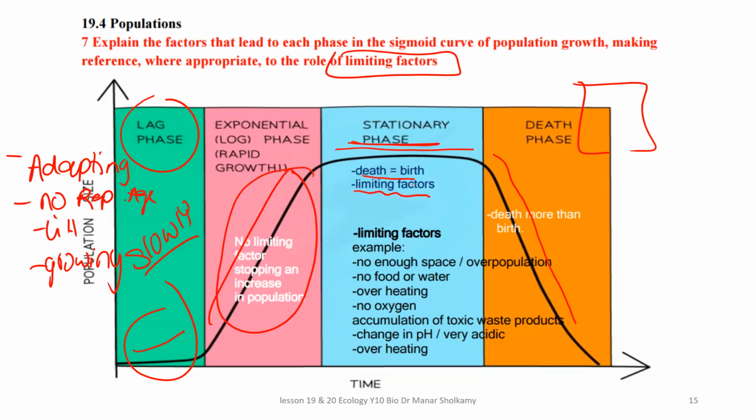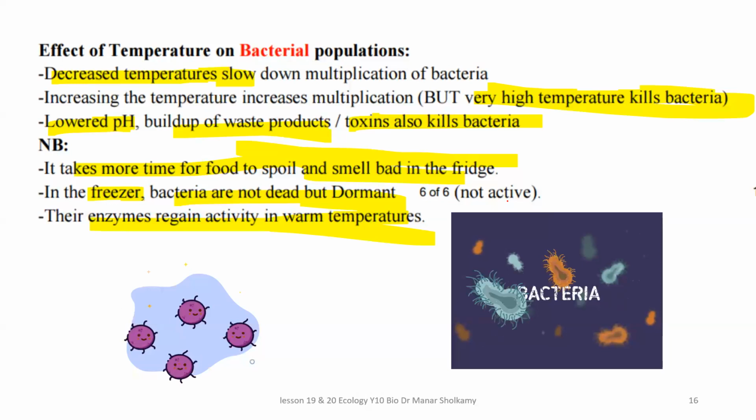And because here limiting factors started to have an effect. What are the limiting factors? Exactly. High temperature, accumulation of waste products, it became very acidic, less food, less water, less space. We're starting to grow old. Very easy. Okay? And here this phase is the decline or the death phase, where the death is more than the birth. Why? Because the food is finishing, the space is getting consumed, less oxygen. Is anything hard about that? No. But you see lots of questions on this.